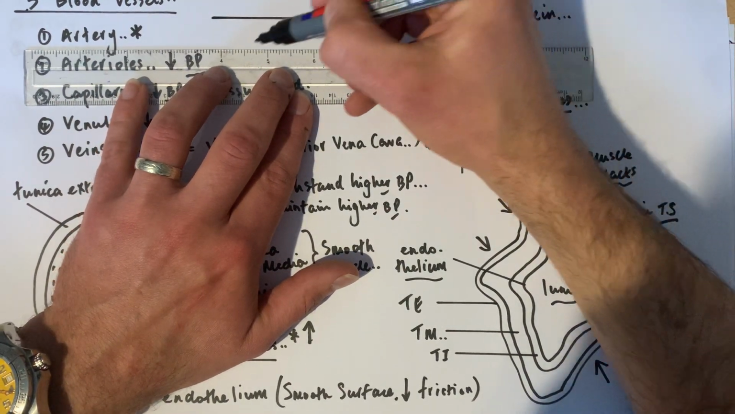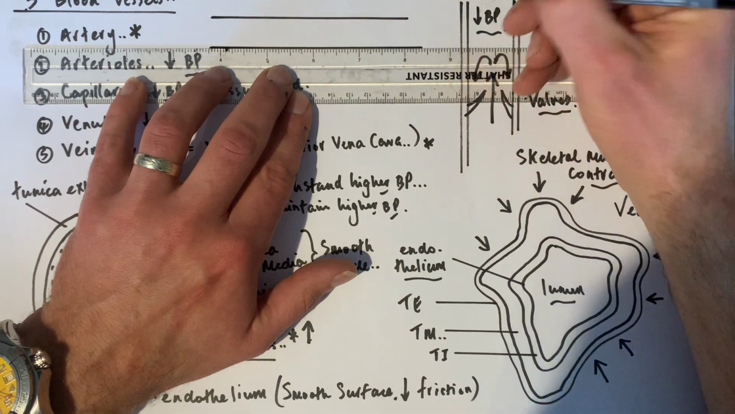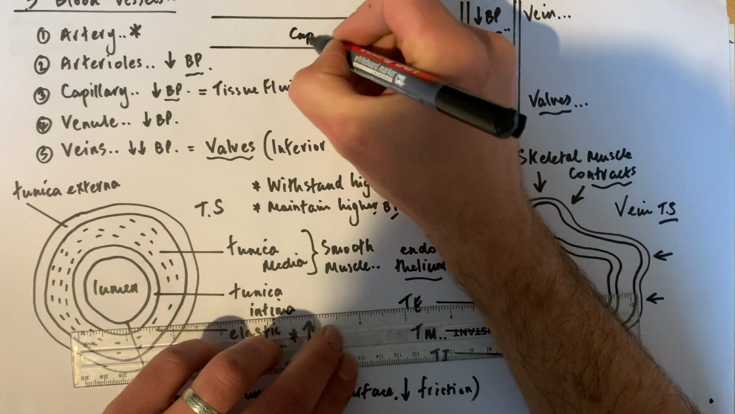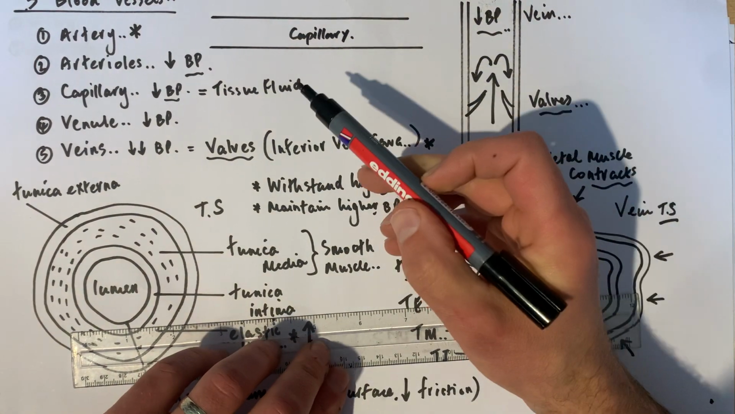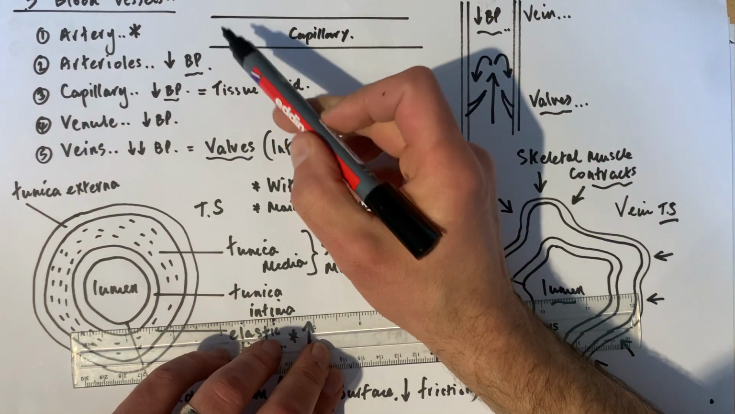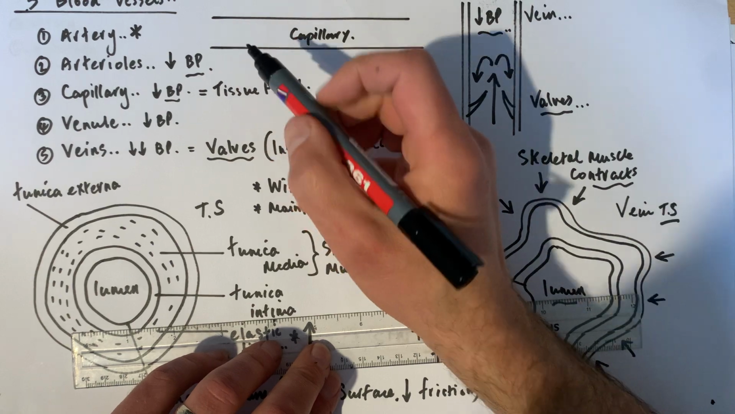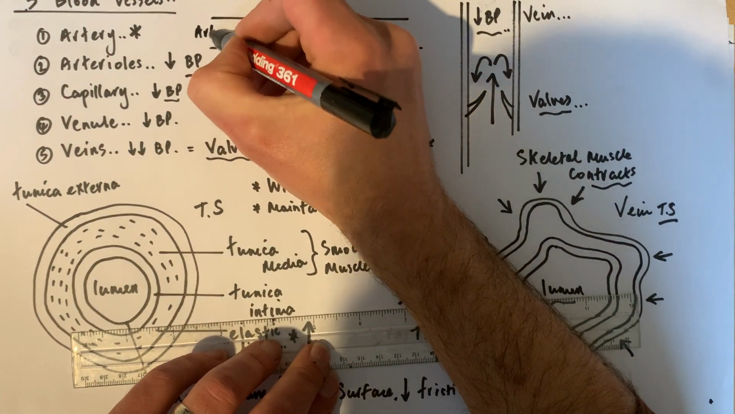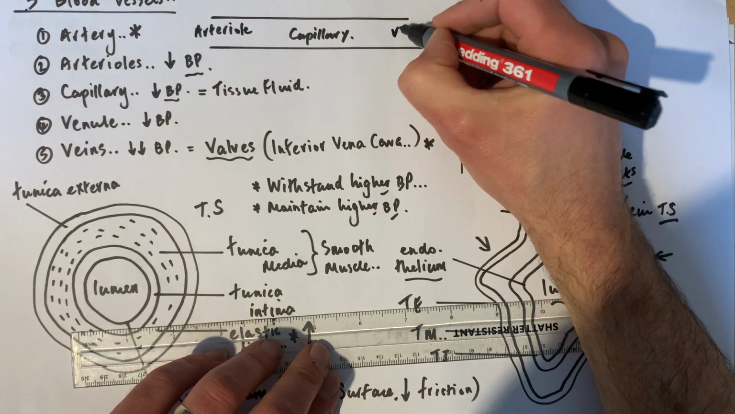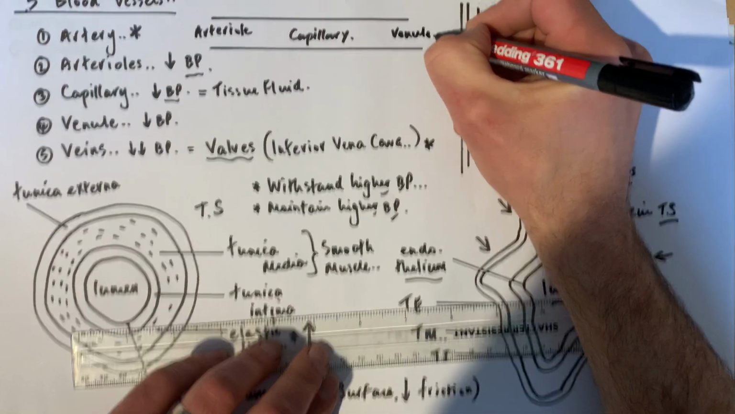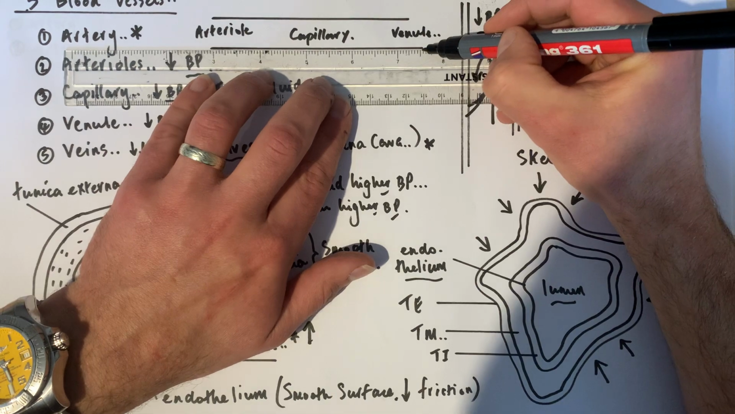So this is my capillary. So I'll just put here, capillary. And one end of the capillary, so I'll do the end on the left here, it's called the arterial end of the capillary. Arterial. And the other end of the capillary is called the venule end. Make that a bit bigger.